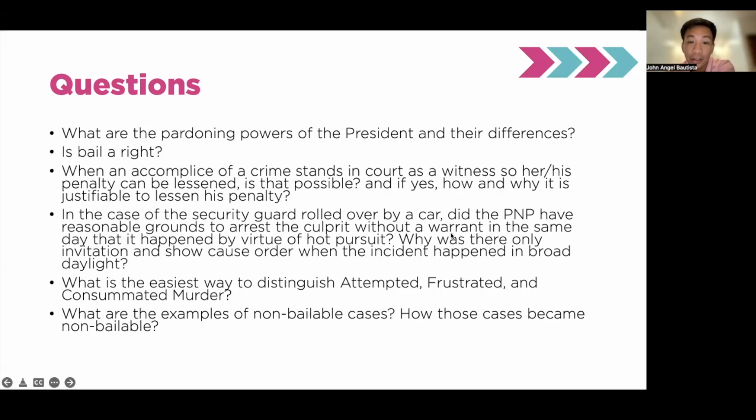Okay. Yung sa case ng security guard, do you know this? Did the PNP have reasonable grounds to arrest the culprit without a warrant in the same day that it happened by virtue of hot pursuit? Why was there only invitation and show cause order when the incident happened in broad daylight? Regarding the hot pursuit, for me, it doesn't qualify as hot pursuit. Hot pursuit is when nangyari siya and then walang cessation ng act, talagang tumakbo siya and hinabol siya. That is hot pursuit for me. Although there are cases in the Supreme Court that say that hot pursuit happens even if it is within the day, pero not in this case. Hindi siya hot pursuit and we need warrant for that.